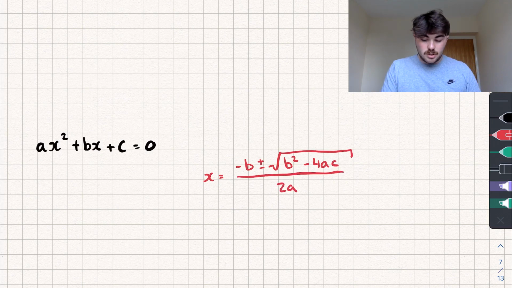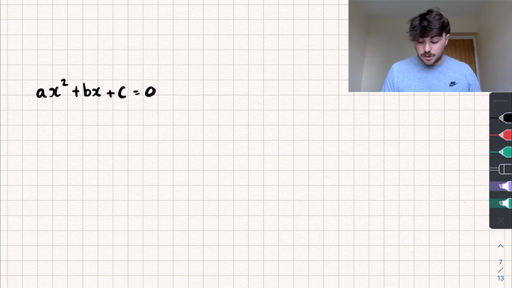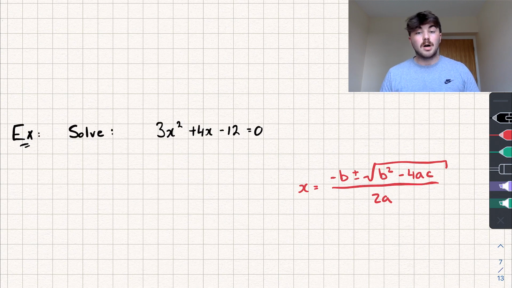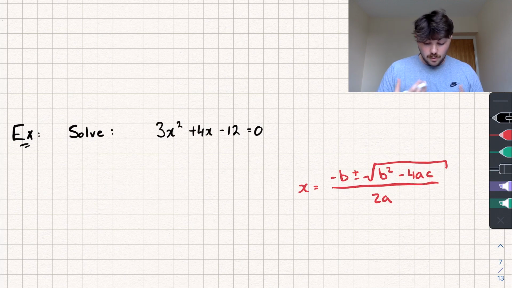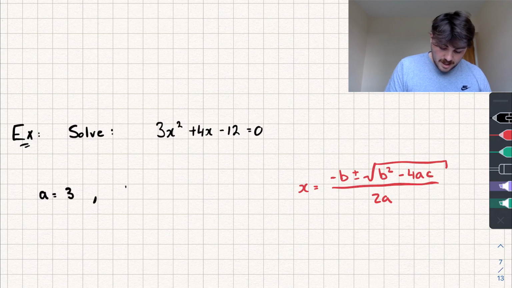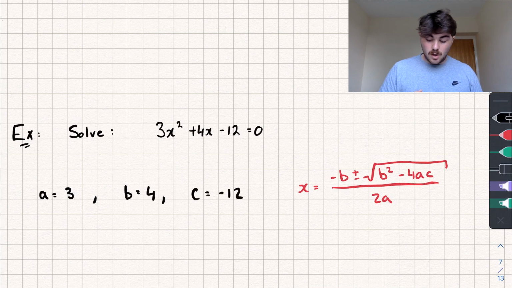And now we're going to practice using this quadratic formula in a question, which will hopefully make it make a bit more sense. So here we have to solve 3x squared plus 4x minus 12 equals 0. The first thing I'm going to do is identify what the values of a, b and c are that I want to put into my quadratic formula. Well, that's really easy. My value of a is just the coefficient of x squared, so it's 3. My value of b is just the coefficient of x, so it's 4 in this example. And finally c is just my constant, so that's negative 12.